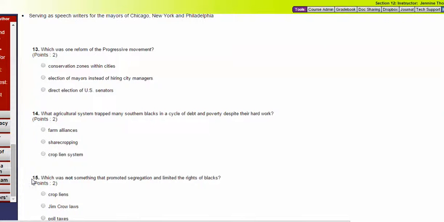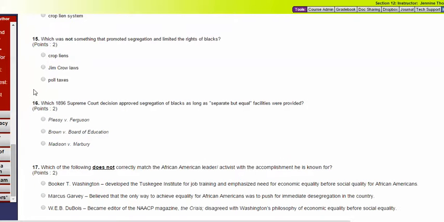Number 15, which was not something that promoted segregation and limited the rights of blacks? Crop liens, Jim Crow laws, poll taxes. Number 16, which 1896 Supreme Court decision approved segregation of blacks as long as separate but equal facilities were provided? Plessy versus Ferguson, Brown versus Board of Education, or Madison versus Marbury.